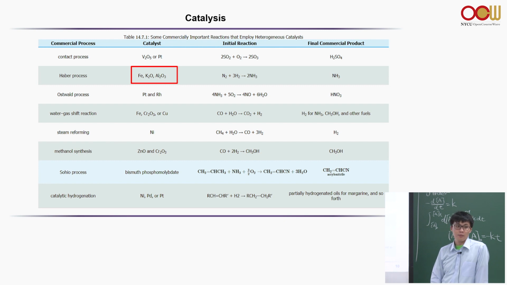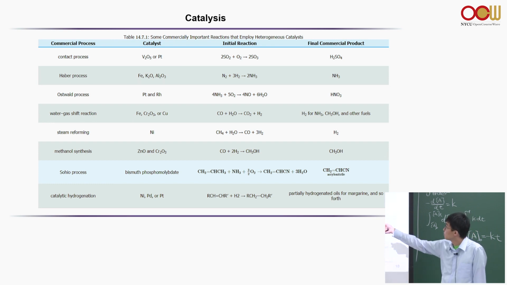So they go through a stepwise process such that nitrogen and hydrogen will adsorb onto these catalysts, form some sort of bonding with these metals, okay? And then the reaction happens, okay? Without these catalysts, such a reaction would not happen, okay?